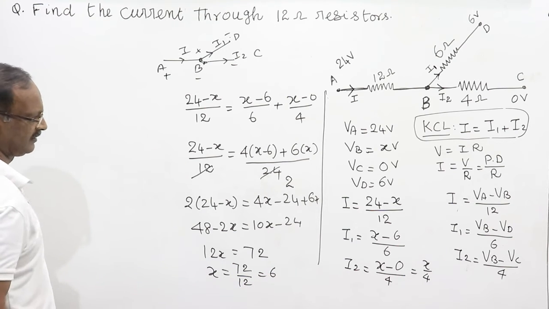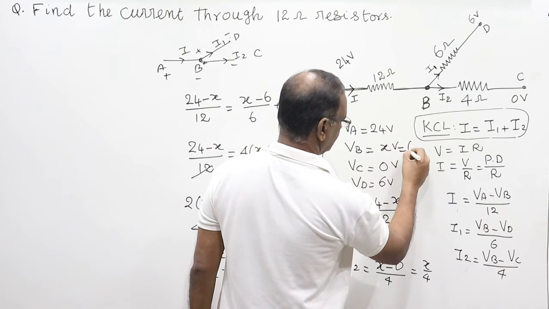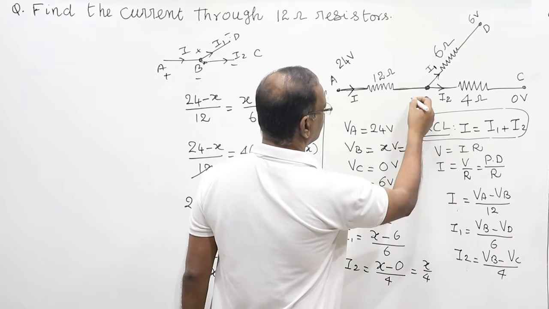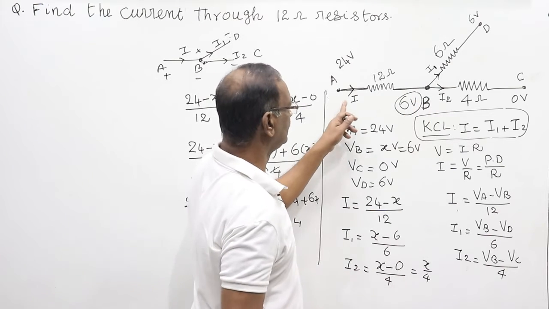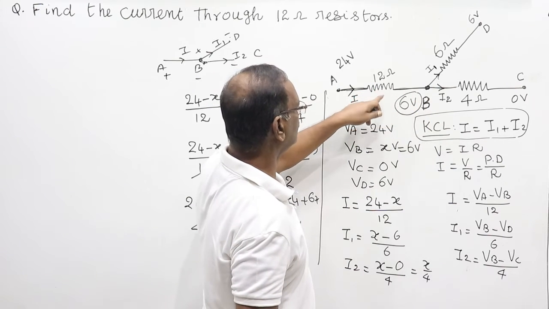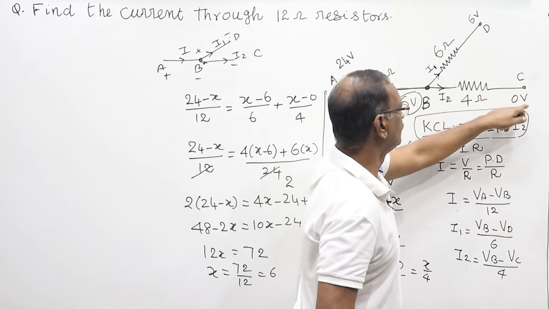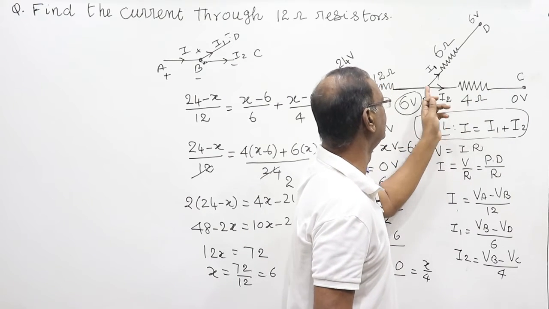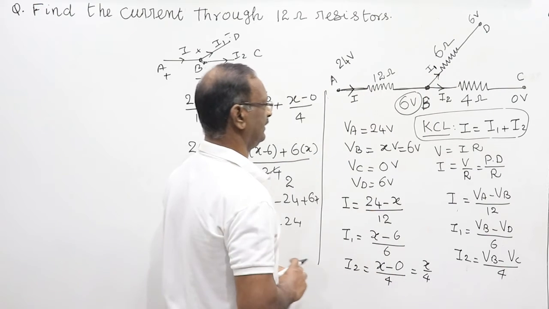Therefore, we have come to the conclusion VB. What is VB? VB is equal to 6 volt. It means 6 volt is available here. It means 24 volt, 6 volt, so 24 minus 6, that is 18 volt, is dropped here. Then 6 volt, 0 volt means 6 volt is dropped here. 6 volt here, 6 volt here. No voltage drop across this point.